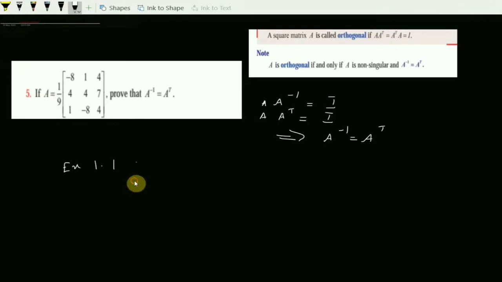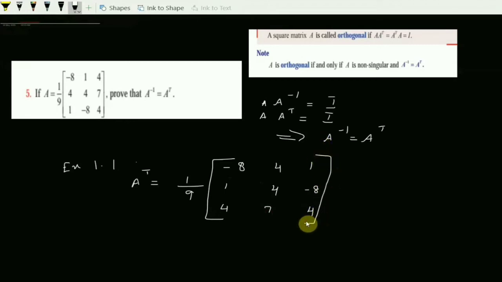So let us first find A transpose. A transpose is very simple. Put 1 by 9. Then take the transpose. The first column will become the first row: minus 8, 4, 1. Second column will become the second row: 1, 4, minus 8. Third column becomes the third row: 4, 7, 4. So this is your A transpose.